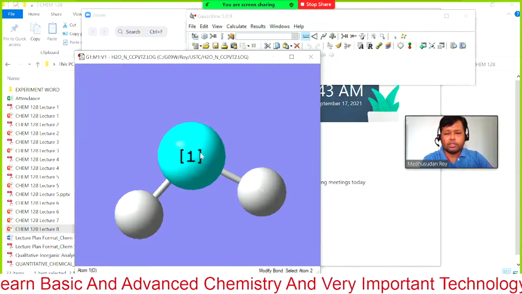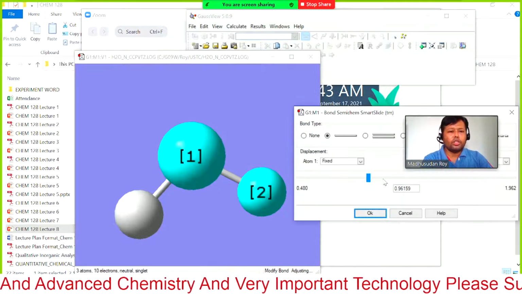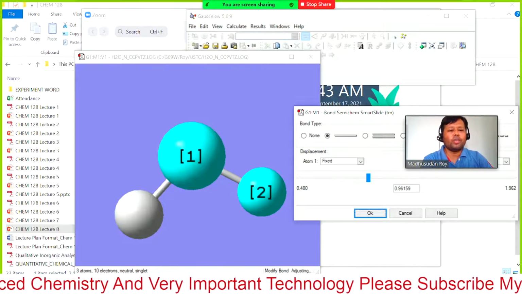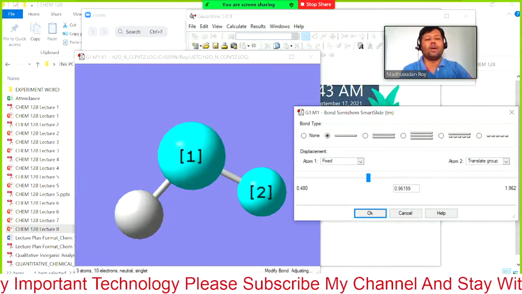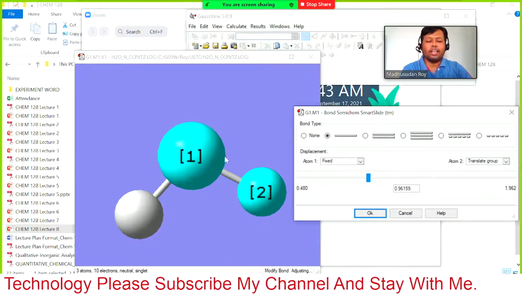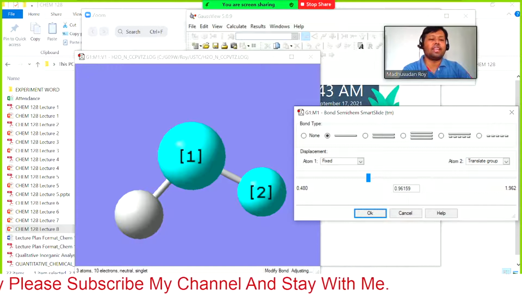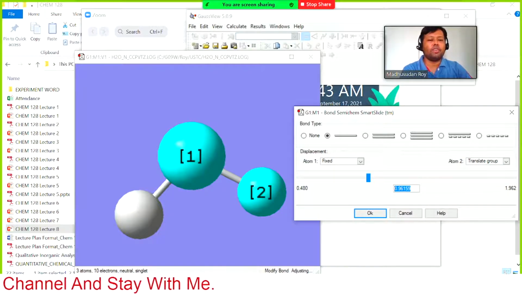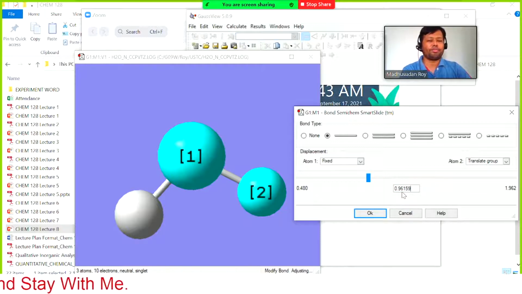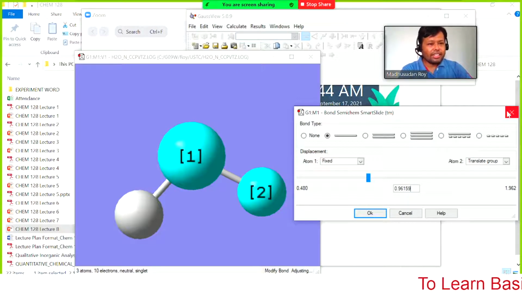This is oxygen and hydrogen. Now it shows 0.96159. One of you mentioned that, sir, the bond length for water, that means hydrogen and oxygen, is 0.96. Now you can see 0.96159 angstrom. Are you convinced? Yes, sir. Okay, and now we will check another one.